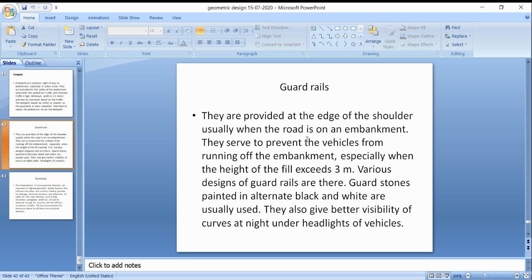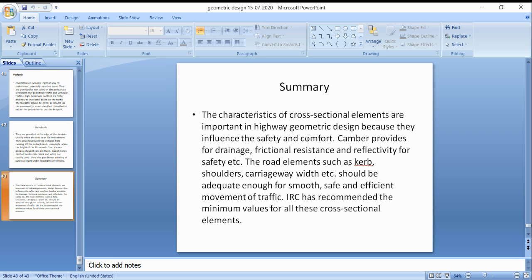Guard stones painted in alternate black and white, you can see on the roads, and they also give better visibility of the curves at night under headlights of the vehicle. So we provide the white and black. So what they will do, at the time of heavy traffic or at night time, that will glare and reflect so that we can assume that there is a curve or any tunnel is there, any embankment is coming there, so they will provide the guardrails to alert the drivers.